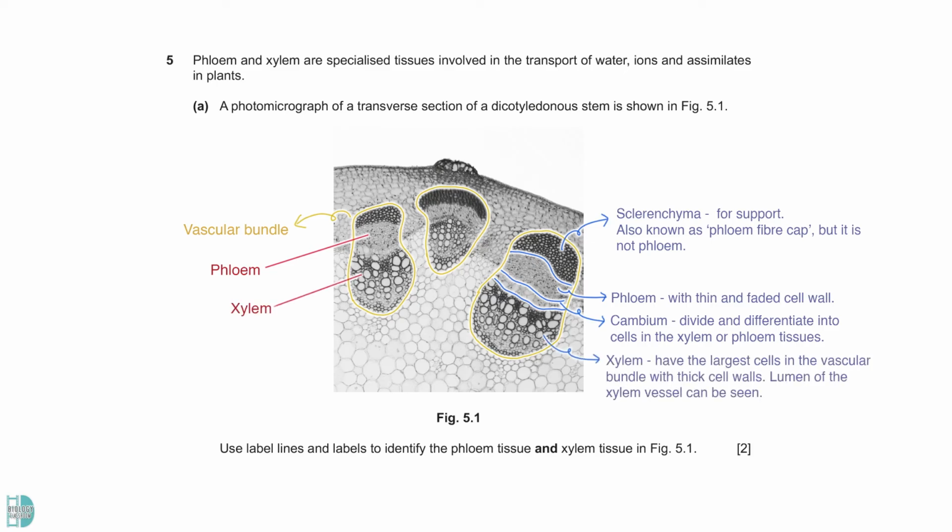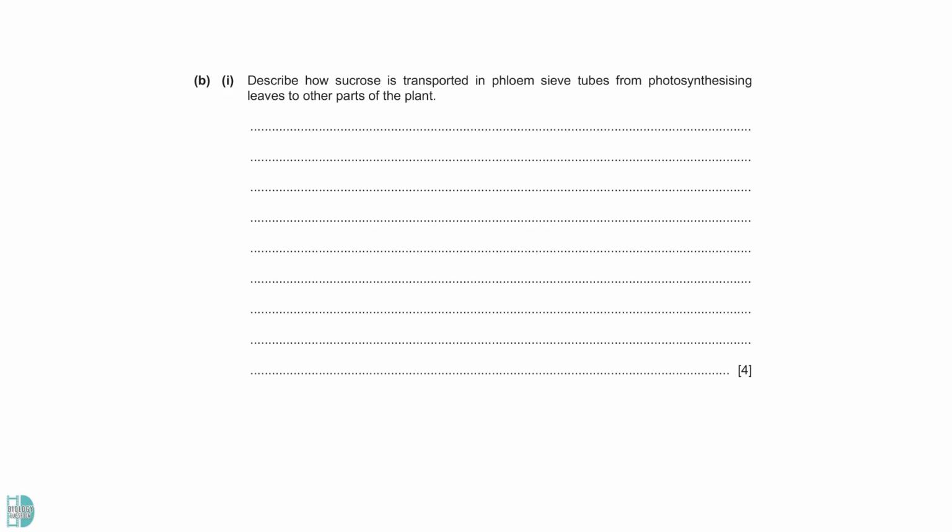They have the largest cells with thick cell walls. You can also see large lumens of the xylem vessel in this layer. B1 describes how sucrose is transported in phloem sieve tubes from photosynthesizing leaves to other parts of the plant. The question is not asking about the whole loading process, so you don't have to talk about how sucrose moves from the mesophyll into the companion cell.